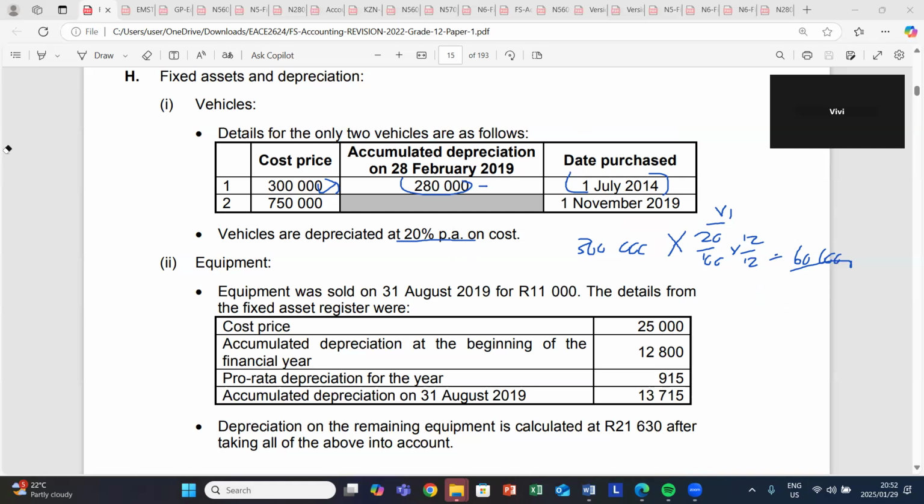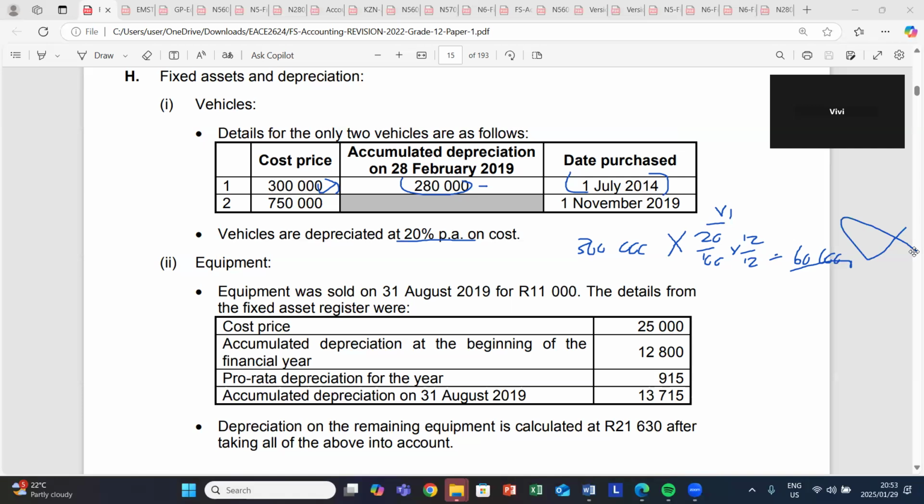How do you introduce the 1 rand rule? Basically, we'll say carrying value at the beginning minus 1 rand. This 60,000 rand will not be our depreciation. We clearly saw that when we add 60,000 to the accumulated depreciation at the beginning, we get a value that is more than the cost price. So that 60,000 rand will clearly not be our depreciation.